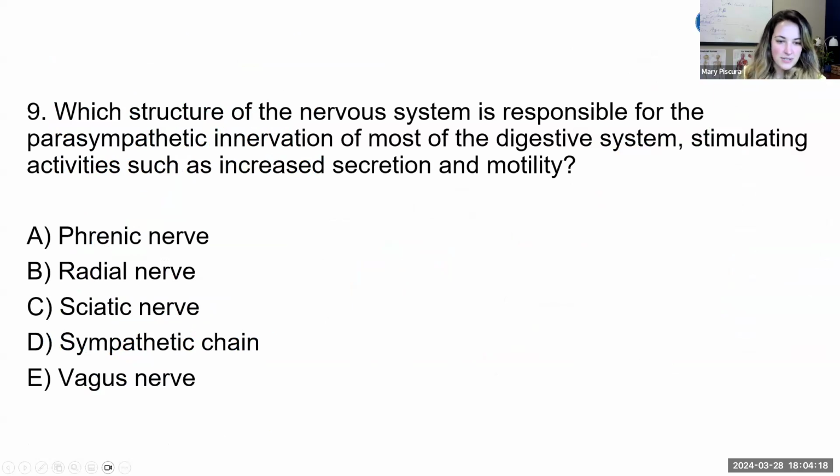Alrighty, next question. Let's move on to which structure of the nervous system is responsible for parasympathetic innervation of most of the digestive system, stimulating activities such as increased secretion and motility?